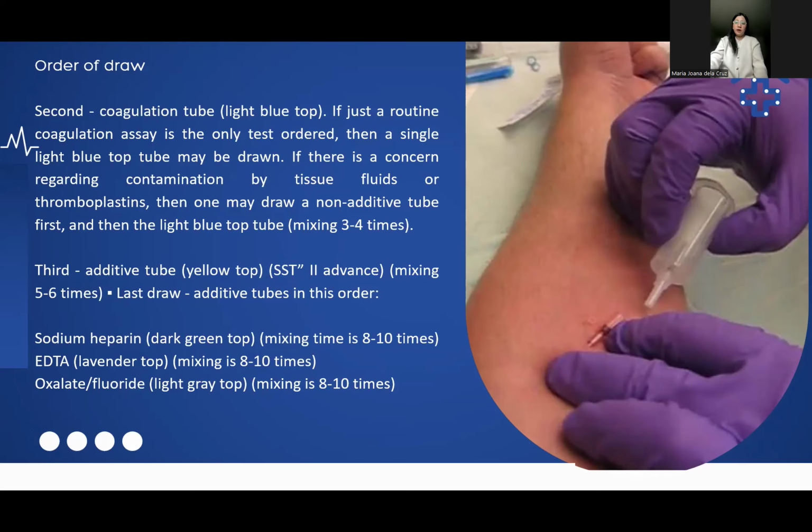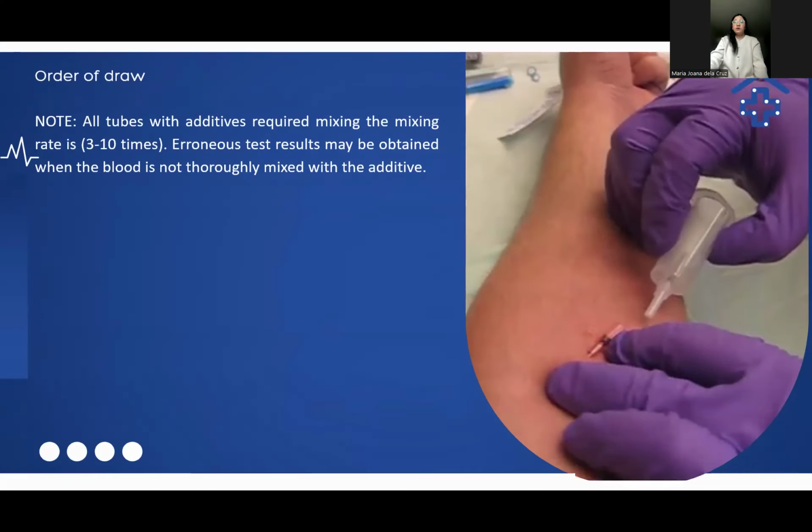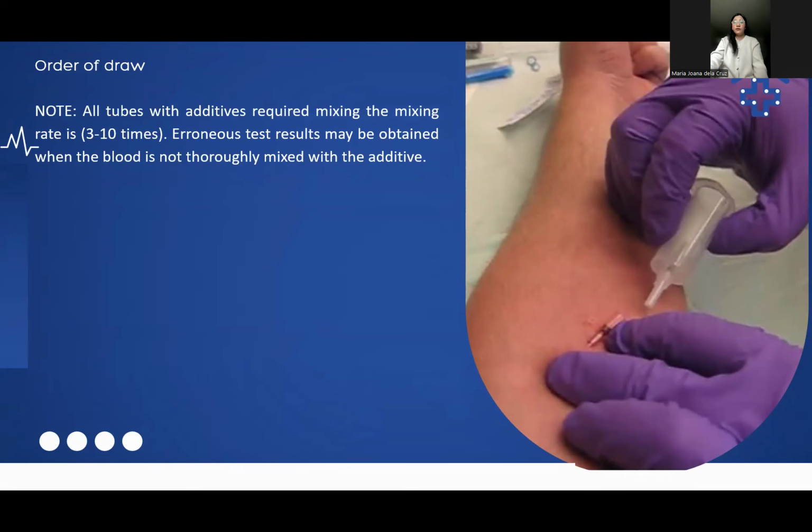Sodium heparin, the dark green top, mixing it 8 to 10 times. The EDTA or the lavender top, mixing it again 8 to 10 times. And then oxalate fluoride, light gray top, mixing it 8 to 10 times also. So, order of draw note: all of the tubes with additive require mixing. The mixing rate is 3 to 10 times. Erroneous test results may be obtained when the blood is not thoroughly mixed with the additive.